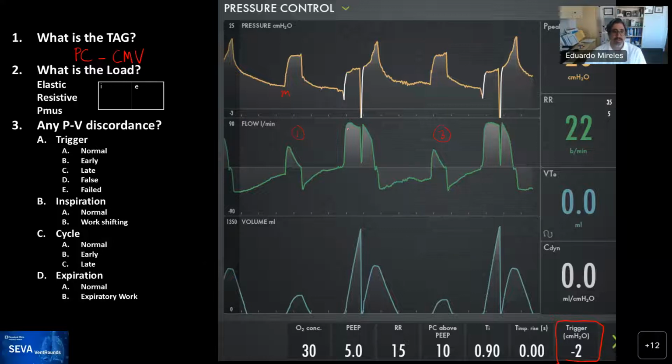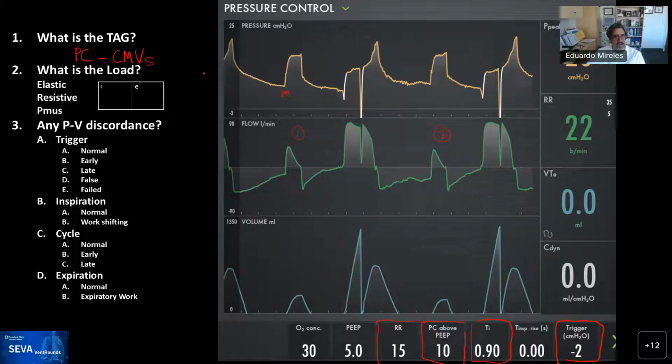That's my possibility, but I don't see any other level of intelligence here. And we know that in pressure control on this ventilator, this is set point, meaning that we set the pressure above PEEP, we set the inspiratory time, and we set the respiratory rate, the rise time. We set everything. The ventilator has no intelligence, just does what we ordered.